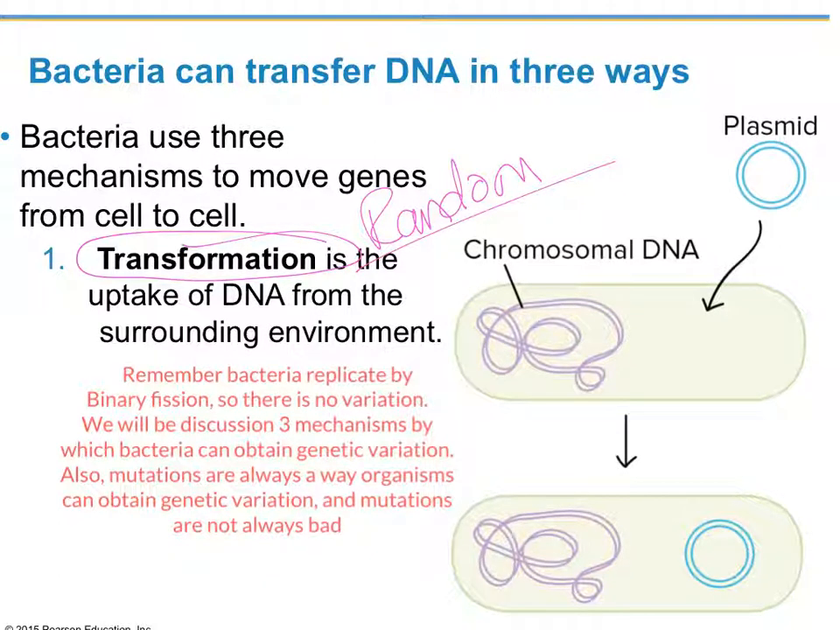What happens is when a bacteria dies, it may lyse or burst in the environment and just release its genetic material and plasmids into the environment. So randomly, a plasmid or a piece of genetic material might end up inside a bacterial cell, and that plasmid might have genes that are beneficial to the bacteria.